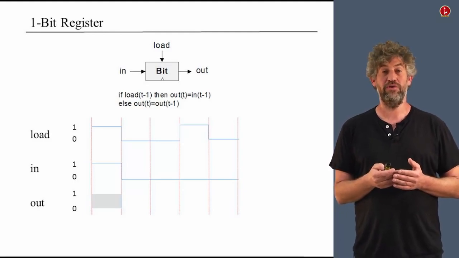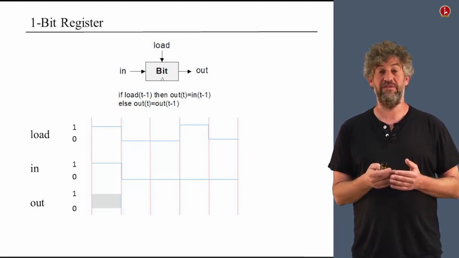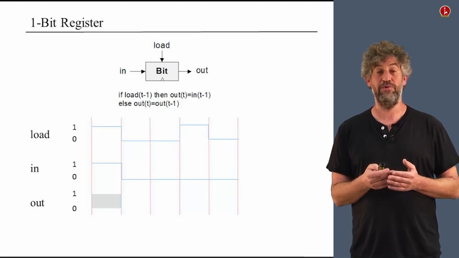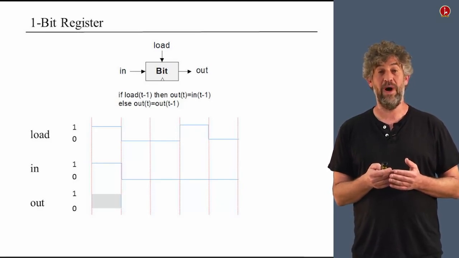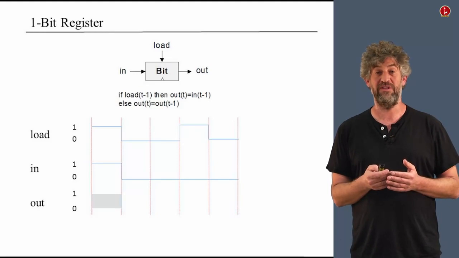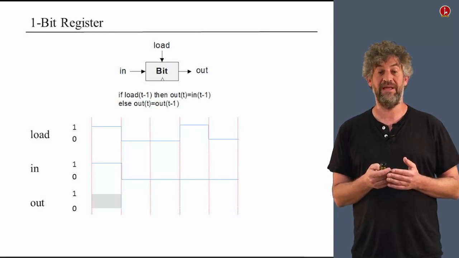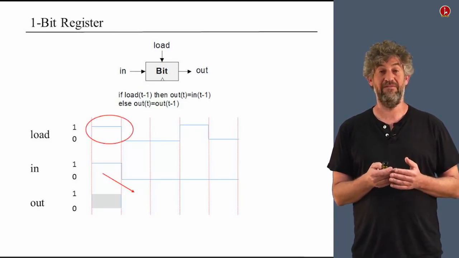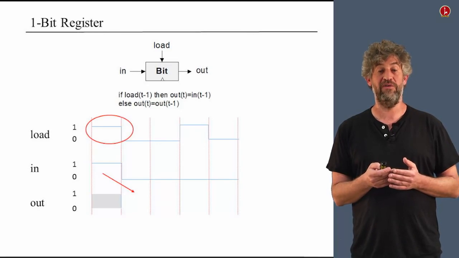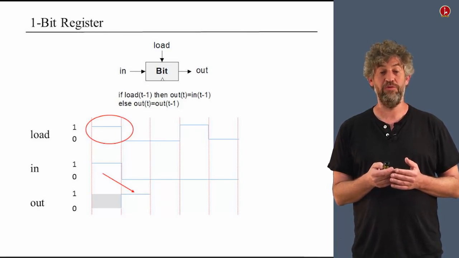Now, in time unit 2, since we asked for a load at time unit 1, we want the output to be exactly like the input at time unit 1. Because we have a load at time 1, and the value of in at time 1 is 1, the output at time 2 should be 1.